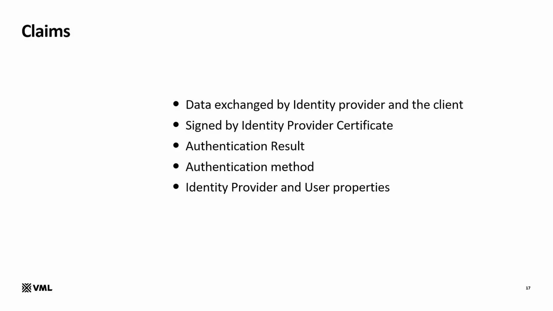There is also a quite often used term, claims, that will pop up. Basically, it's just some data that we are exchanging with the identity provider, and then sending to the application. Those claims are part of the token. The token is also signed by the certificate that the identity provider has, so we can check that it's not modified along the way, and we will have the authentication method and maybe some properties.